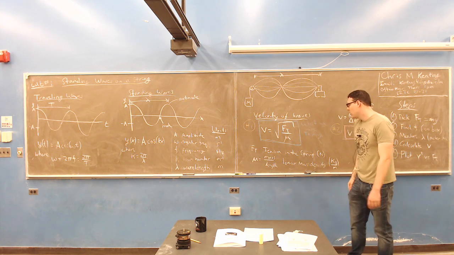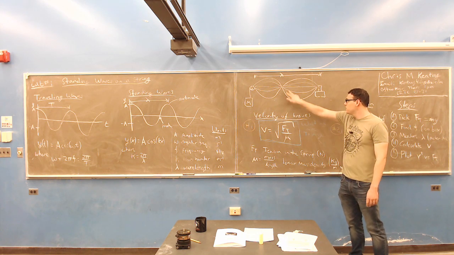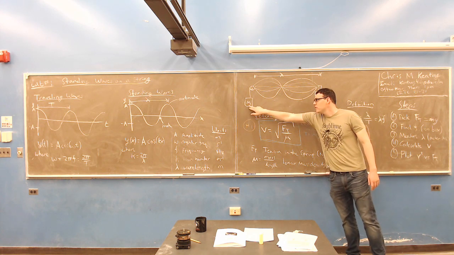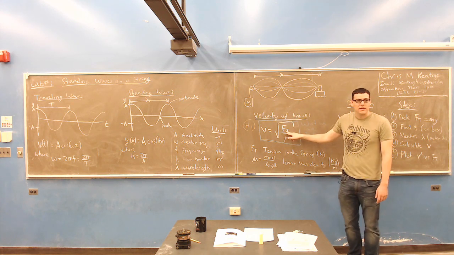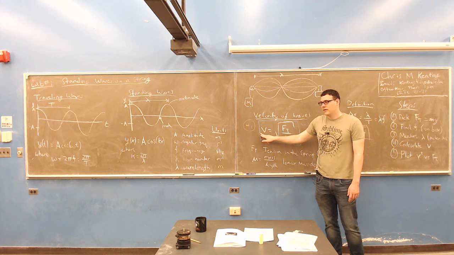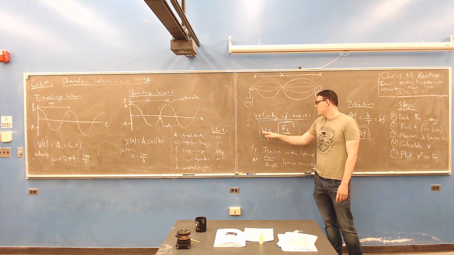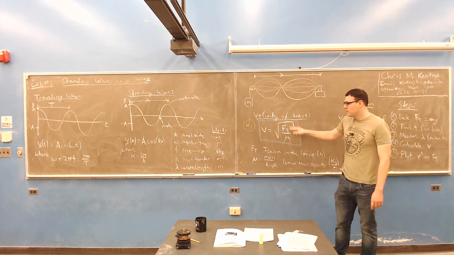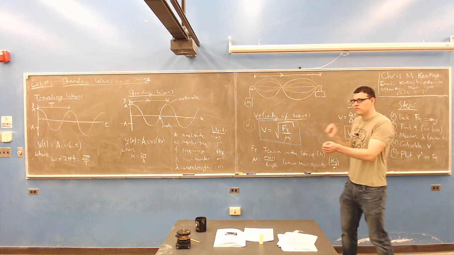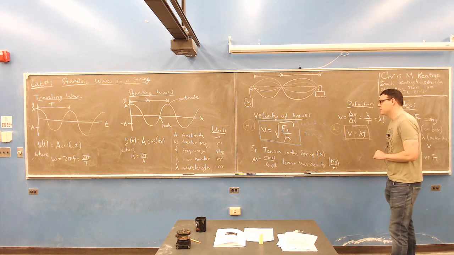Okay, and if you use the same string, but you quadruple the tension, then you'll get twice the velocity, right? Now sometimes in some mediums the velocity is held constant, so you have to know what's constant in the system.